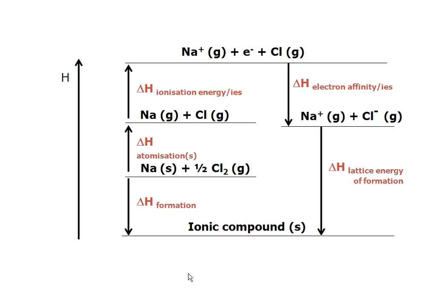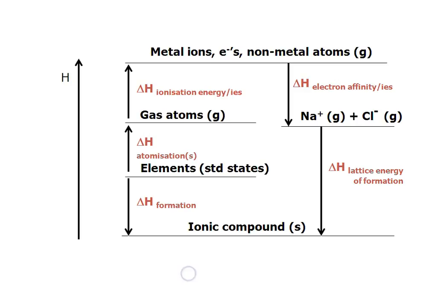Right, now, so the important thing is, how can we draw our own Born-Haber cycles and use the standard format? So I've just clicked through here the labels that we would put on at each point on the Born-Haber cycle.